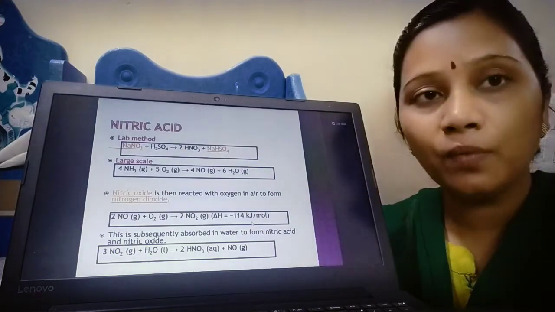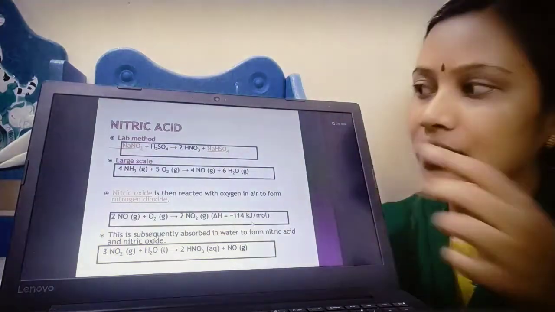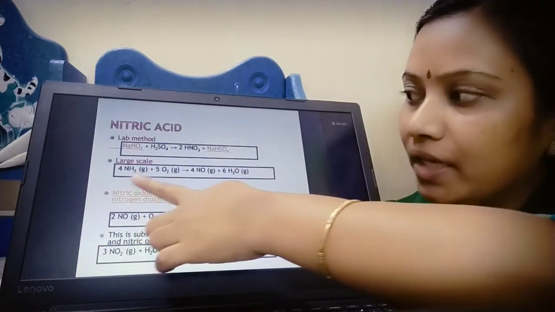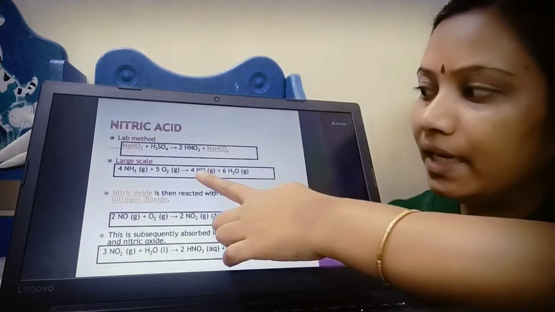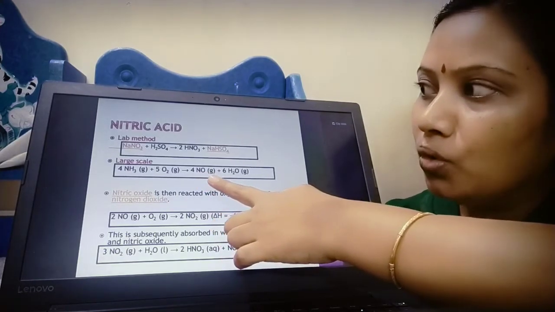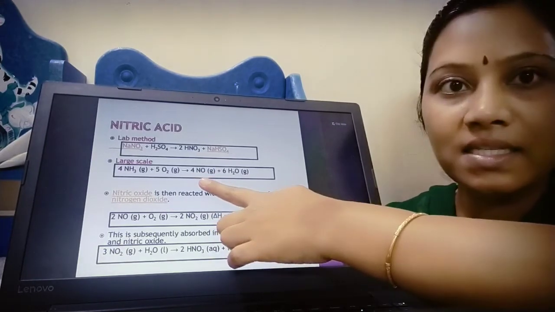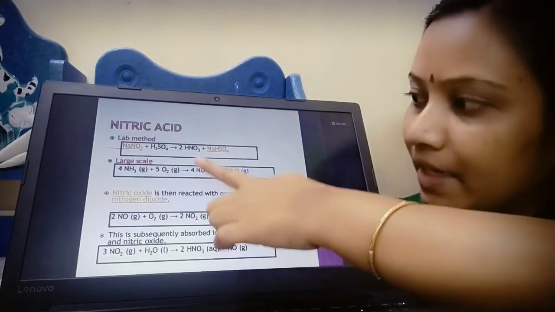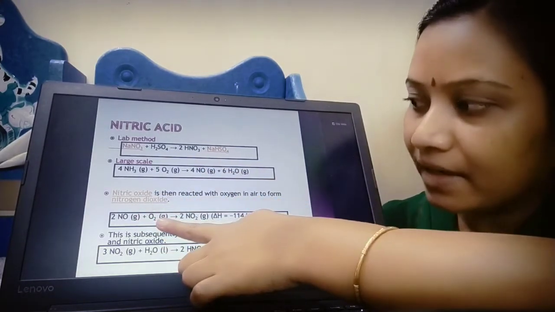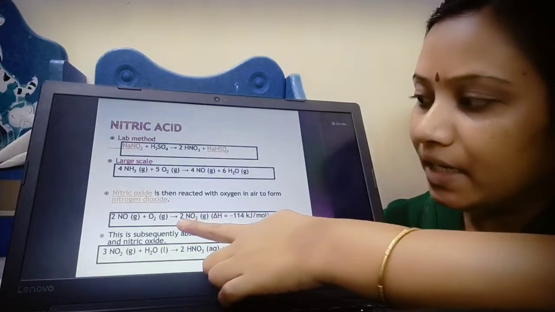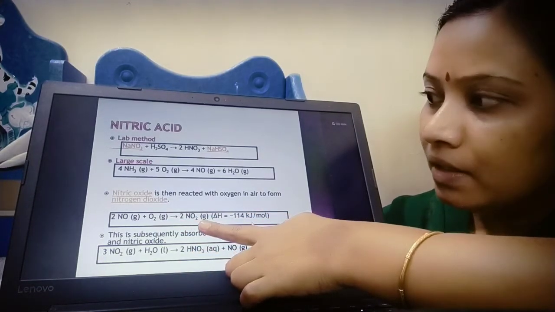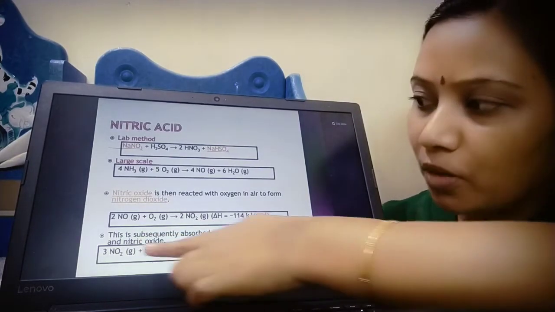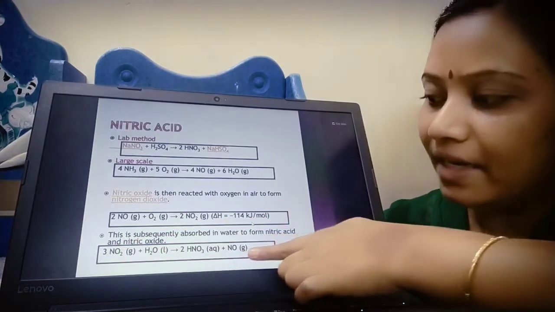And if I want it on a large scale, then I should take ammonia and oxidize it with oxygen. You will be getting nitric monoxide and water. Now, this nitric oxide is again reacted with oxygen, so that I will be getting nitrogen dioxide. This nitrogen dioxide is absorbed in water to form nitric acid and nitric oxide.